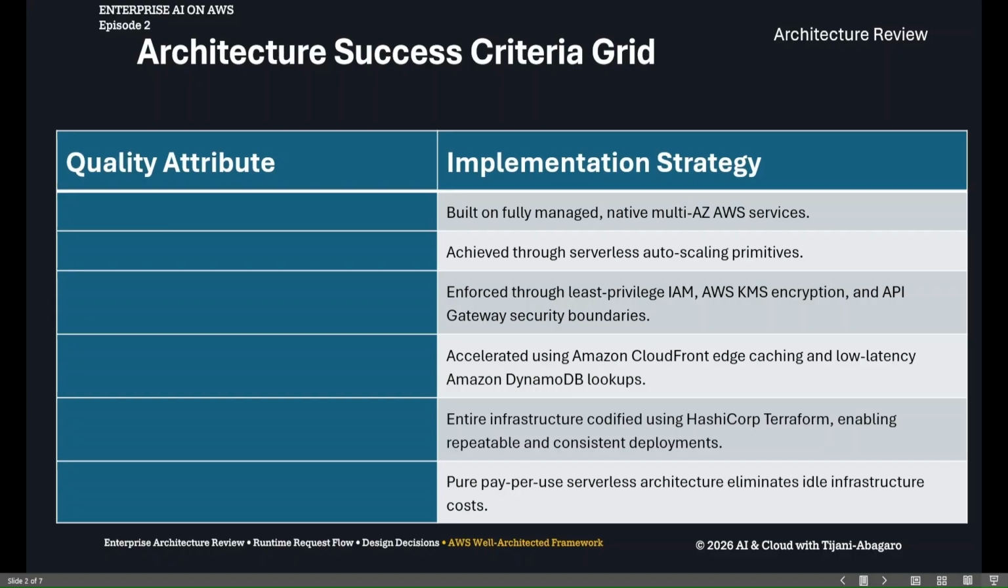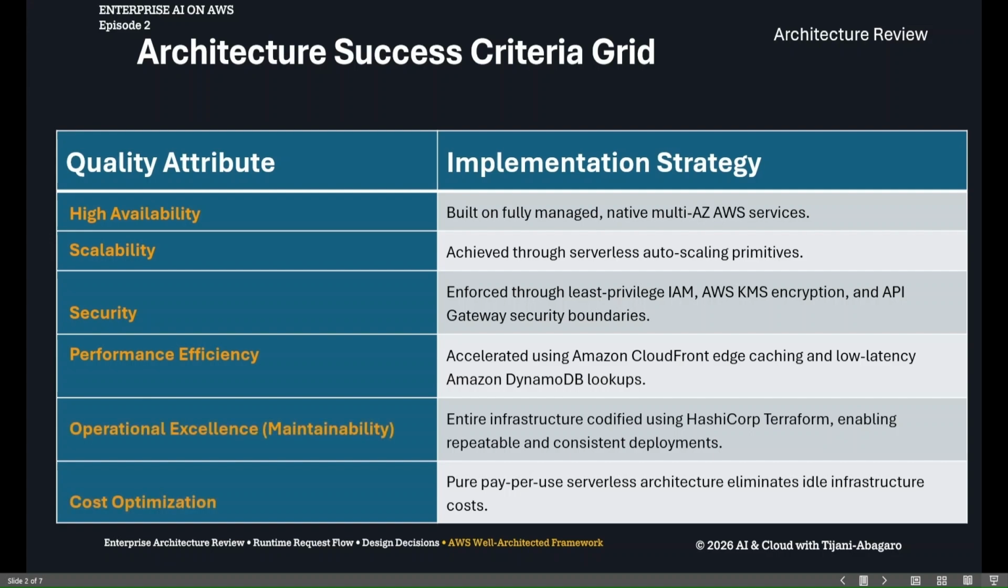These business requirements become the architecture success criteria shown on the screen. Every architectural decision was evaluated against six quality attributes, such as availability, scalability, security, performance, manageability, and cost efficiency. These were not just technical objectives, they became the engineering guardrails that shaped every design decision throughout this architecture.